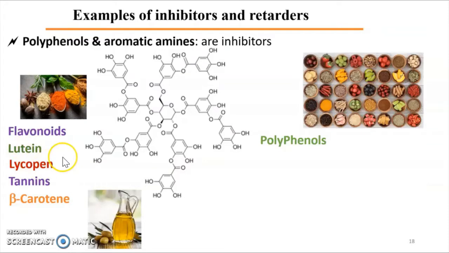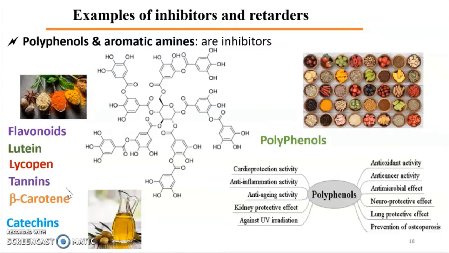Other examples of polyphenols: we have lutein, which is present in all dark green leaves. We have lycopene, which is present in tomato. We have the tannins, which can be found in tea. We have beta carotene in carrots. We have the catechins, which can be present also in tea and in dark chocolate. So all these polyphenols are inhibitors, and are bad for radical polymerization if they are present in my polymerization medium. But in parallel, they are very important antioxidants to preserve food and to increase the shelf life of our cells.